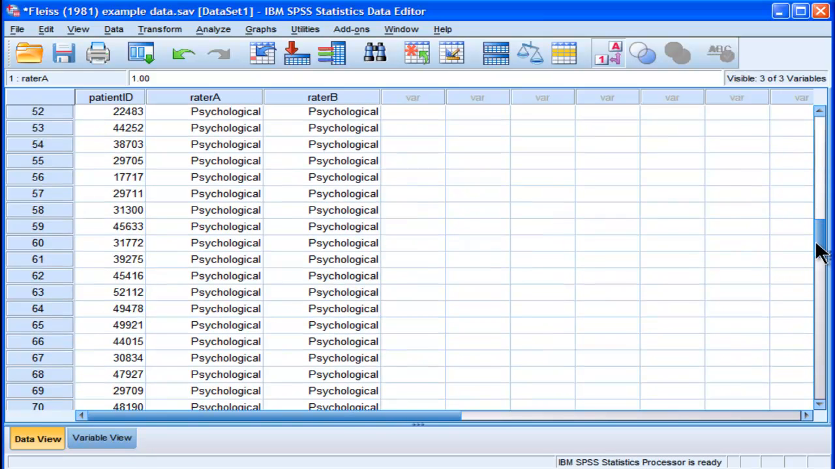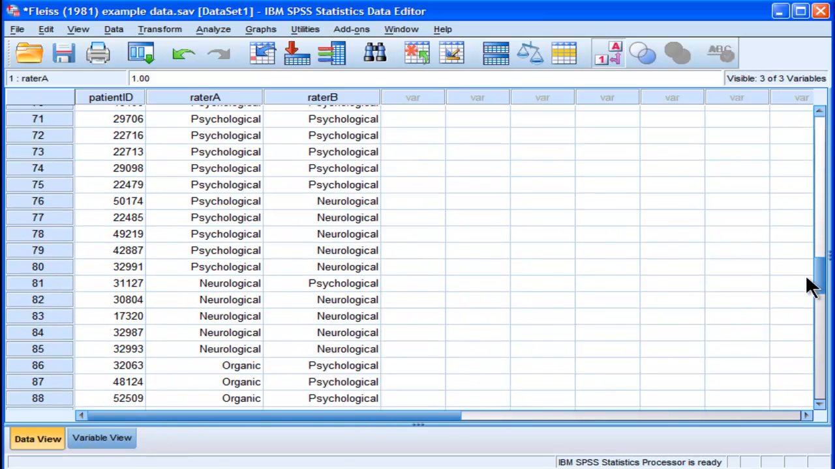So they rated psychological for a lot of people. In fact, they agreed on at least 75 people just on psychological alone. And then we have some mixing. This patient here with ID 31127 was identified by rater A as having a neurological problem, but rater B said psychological. So there is a lot of agreement, but there's also disagreement.